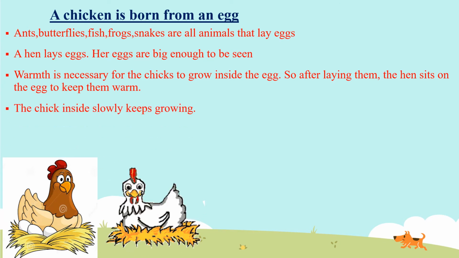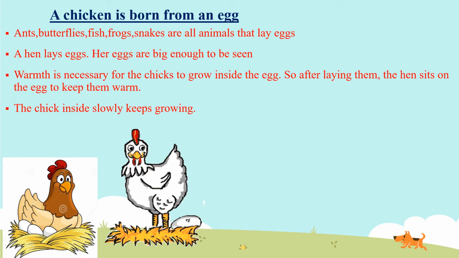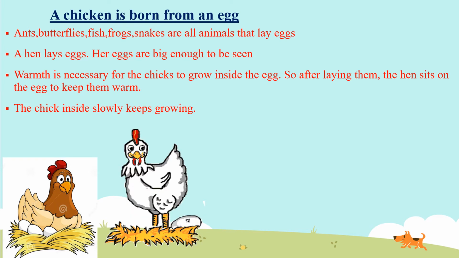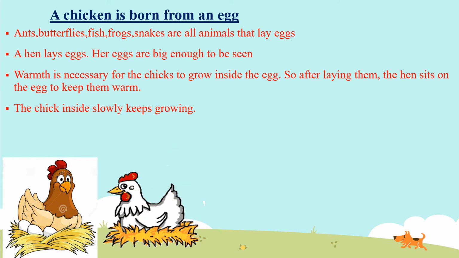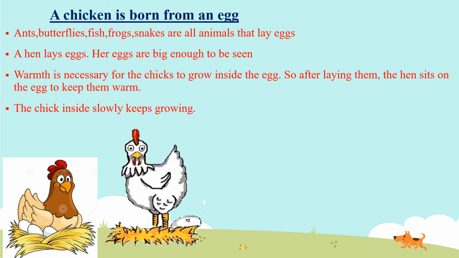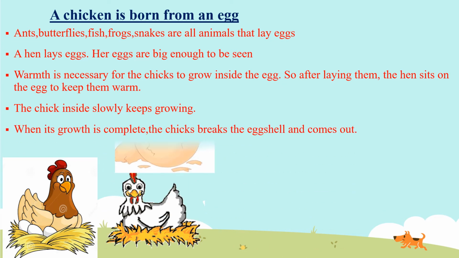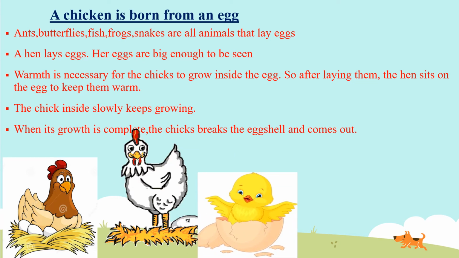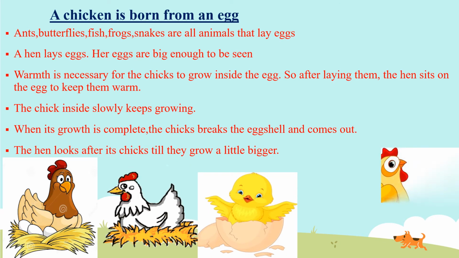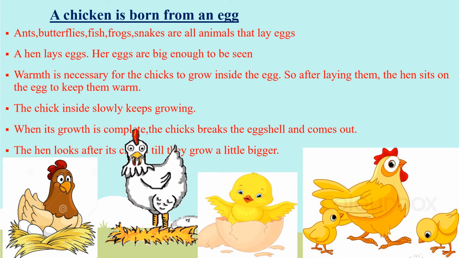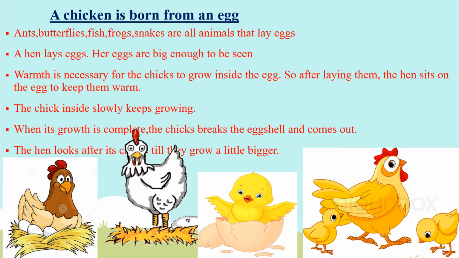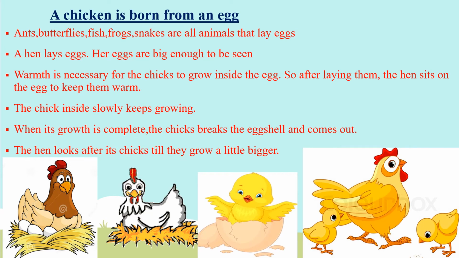The warm heat from the body of the hen reaches the egg and the chick inside slowly keeps on growing. And when its growth is complete, the chick breaks the eggshell and comes out. The hen then looks after its chicks till they grow a little bigger. So these were the stages of how a chicken is born from an egg.